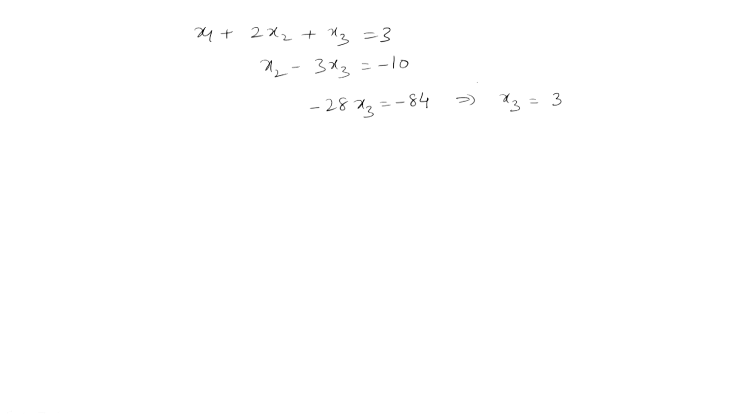Okay. Now, you substitute x3 over here. If you put x3 equal to 3 here, x2 will be minus 10 plus 3x3, and x3 is 3, so it is minus 1. And from here x1 will be, when you substitute x2 as minus 1, it is minus 2 plus 3, which is 1, 3 minus 1 is 2. So, this is the solution of this system. So, we go by back substitution.